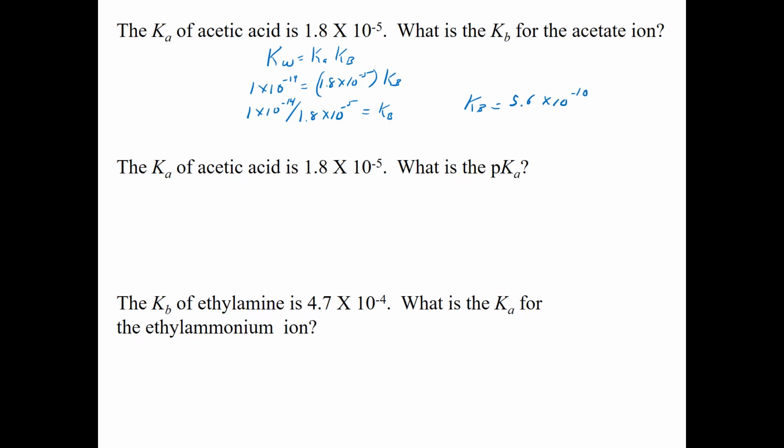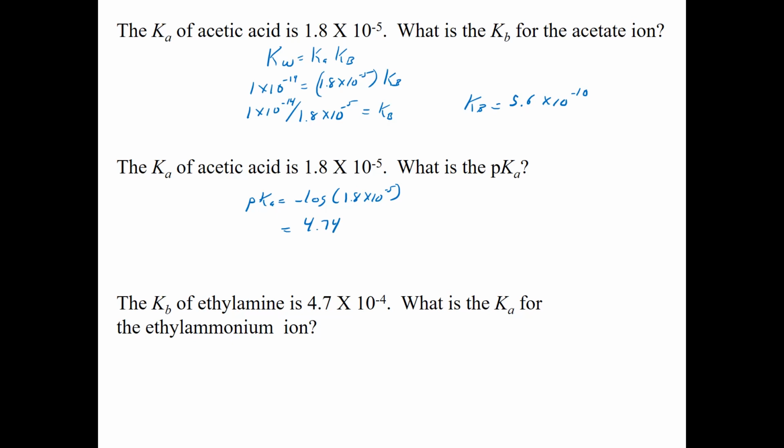Here's the problem with the pKa. Again, I used the same Ka from above, and now it wants to know what is the pKa. So pKa is the negative log of 1.8 times 10 to the minus 5th. So that ends up being 4.74.